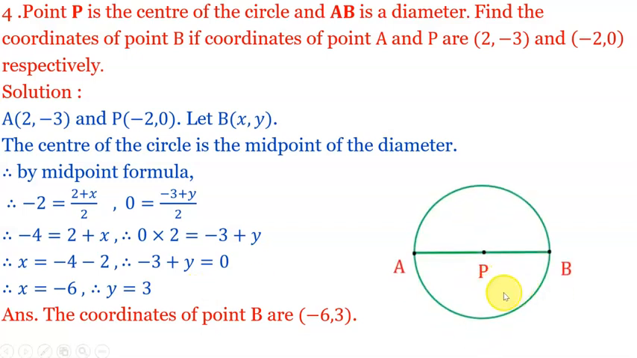Okay, here again you can see the figure. P is the midpoint of diameter AB. A and B are the end points of the diameter. Here we know A and we know P, and we find out B by the midpoint formula.